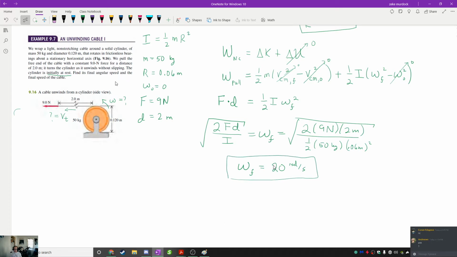We're not done because we also wanted to find the final speed of the cable. Now, when I have a cable that's going off in a straight line, it's going to pick up a tangential velocity that we can call Vt. And the connection between the rate at which the cable is peeled off and the angular speed is just the radius of the object multiplied by omega. Did everyone else get 20 on this too? Okay. So we take the radius, which is 0.06 meters, and multiply that by omega, which is 20. And 20 times 0.06, you'll see, is 0.6 times 2, which is 1.2 meters per second.